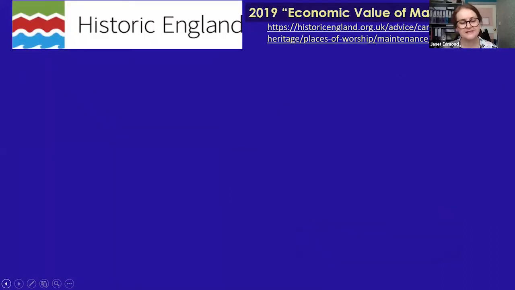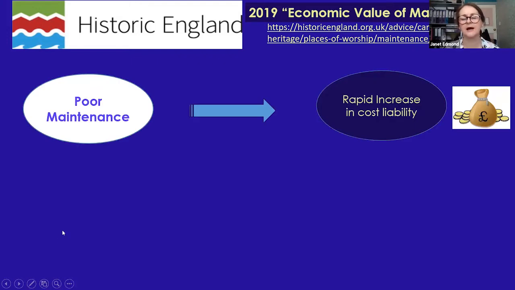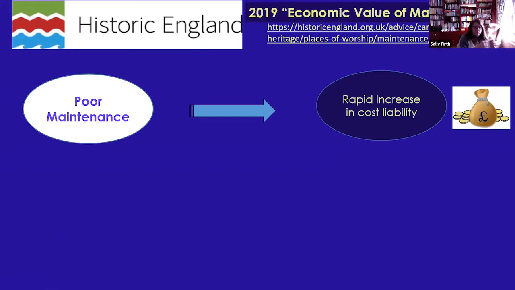If you're not convinced about saving money with regular maintenance, you might want to have a look at this report called The Economic Value of Maintenance. It was commissioned in 2019 by Historic England, and there is a link at the top of the page here where you can investigate that report and read it in full. What the report concentrated on was looking at 30 churches across England and their quinquennial inspection reports. In fact, they looked at 3 successive quinquennial inspection reports.